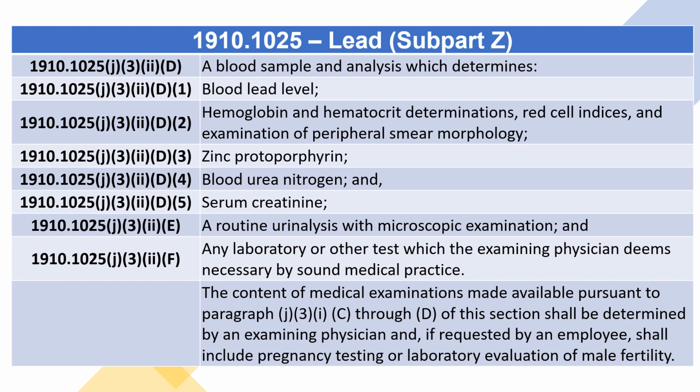1910.1025(j)(3)(ii)(E), a routine urinalysis with microscopic examination, and 1910.1025(j)(3)(ii)(F), any laboratory or other test which the examining physician deems necessary by sound medical practice. The content of medical examinations made available pursuant to paragraphs (j)(3)(i)(C) through (D) of this section shall be determined by an examining physician and, if requested by an employee, shall include pregnancy testing or laboratory evaluation of male fertility.